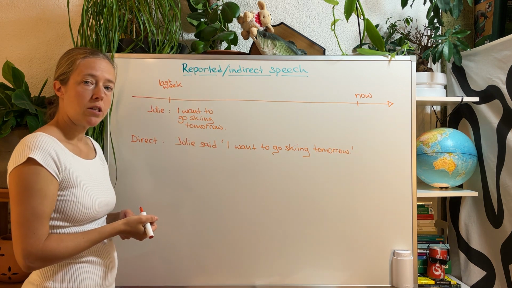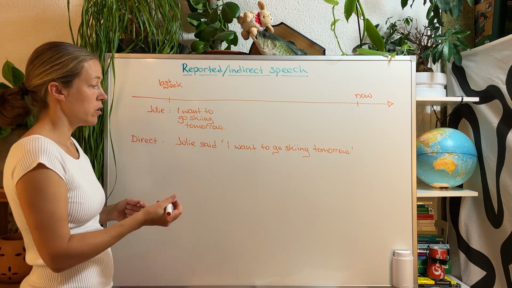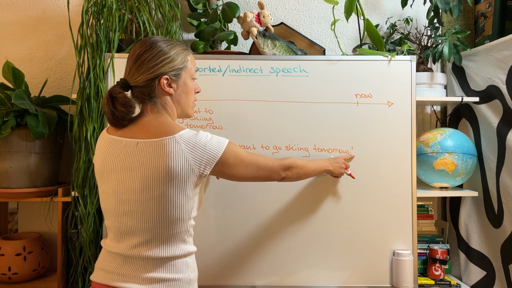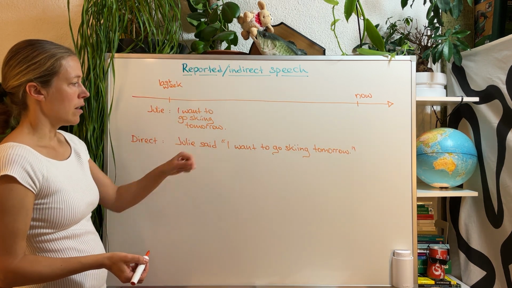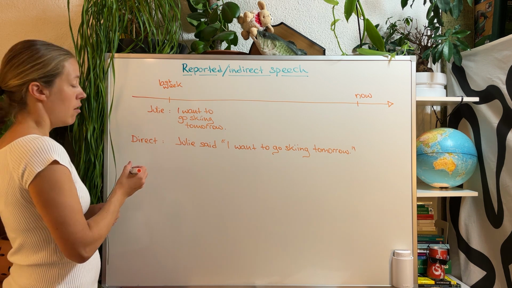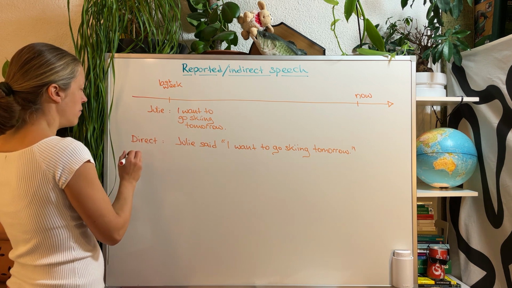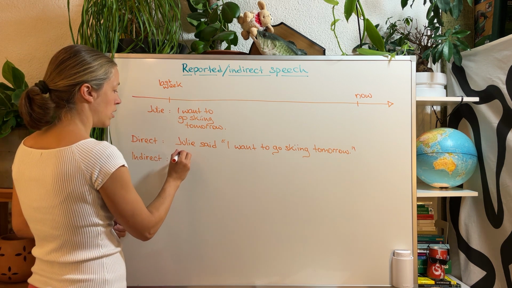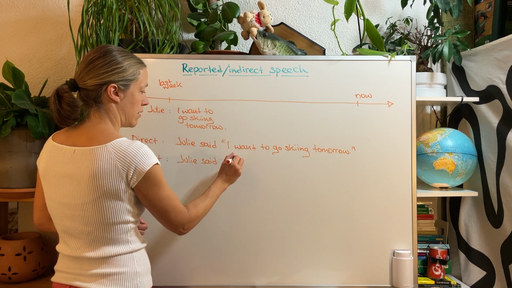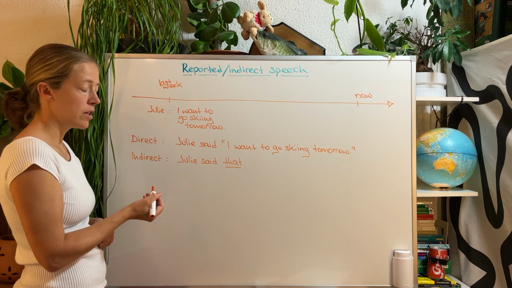So this is very easy. You don't have to think about it. You just write the sentence she said between quotation marks. Julie said, "I want to go skiing tomorrow." Or we could have indirect speech. And here we would say, Julie said that. So here we have a conjunction using that.